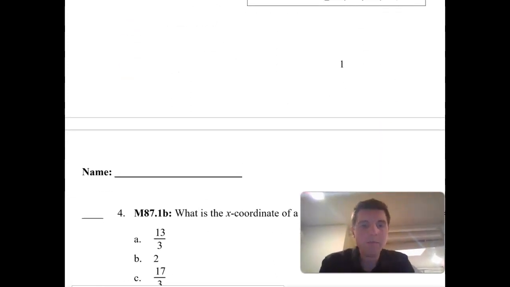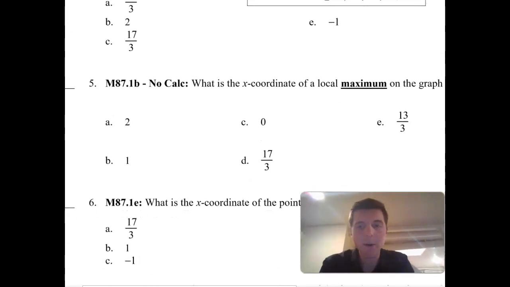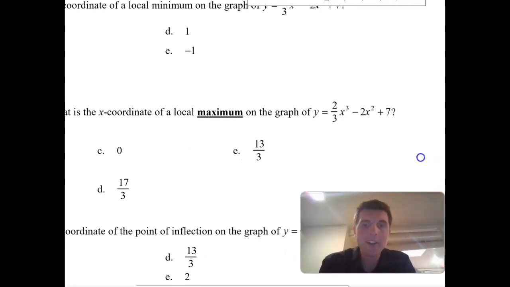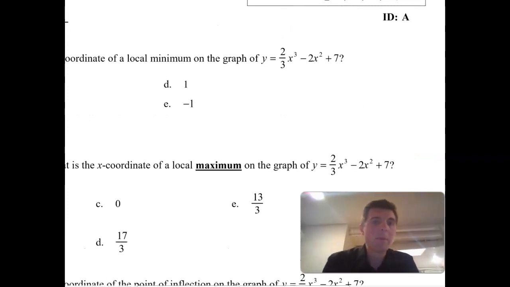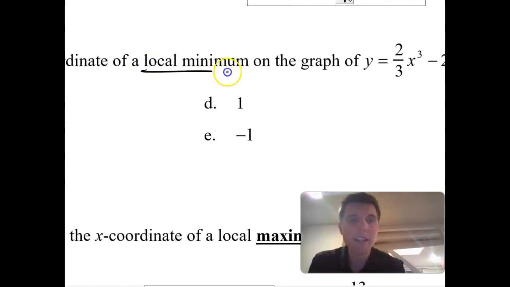Number 4, 5, and 6 are all the same equation. That was by design. I wanted to use the same ones so you didn't have to do 15 different derivatives. But I want a local minimum. So I'm thinking I need to find critical points.